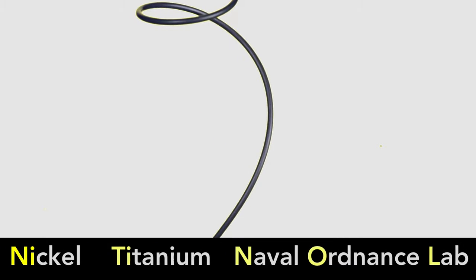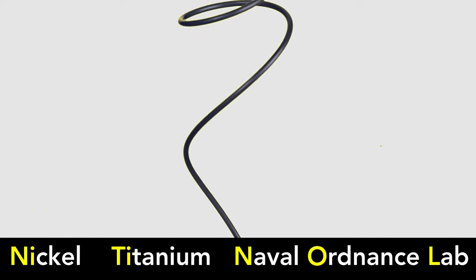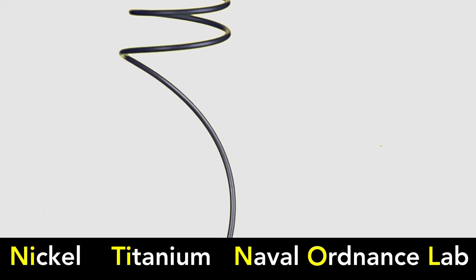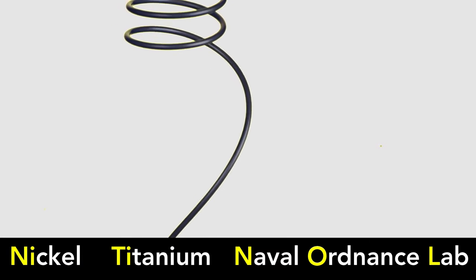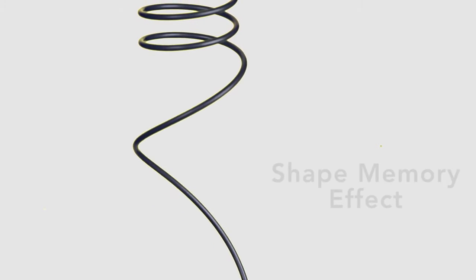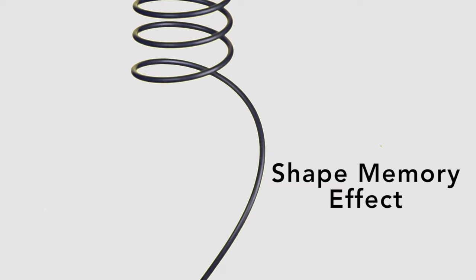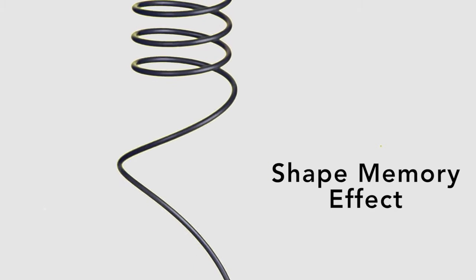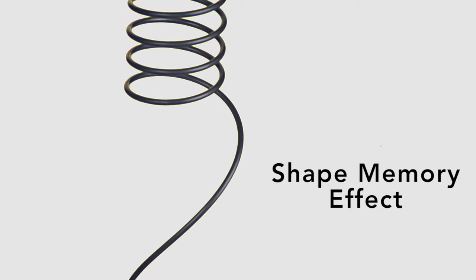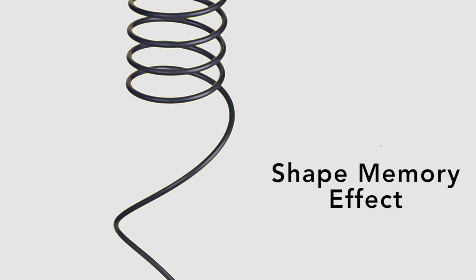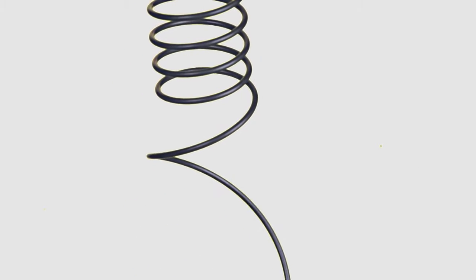The name comes from the elements it contains and where it was discovered: nickel and titanium and the Naval Ordnance Lab. It's showing what's called the shape memory effect. A length of this wire was formed at very high temperatures into a spring. This shape setting occurs at temperatures above about 500 degrees Celsius and then cooled.